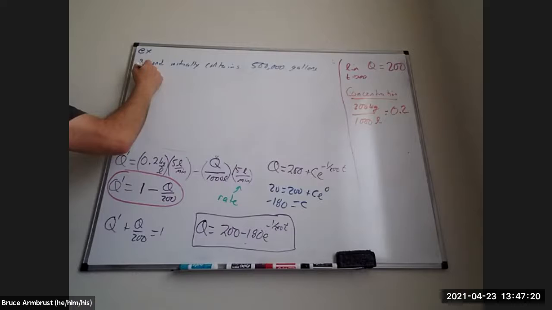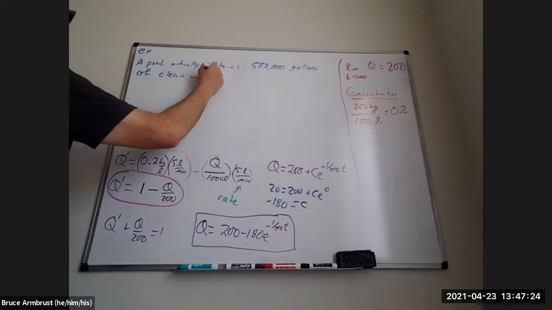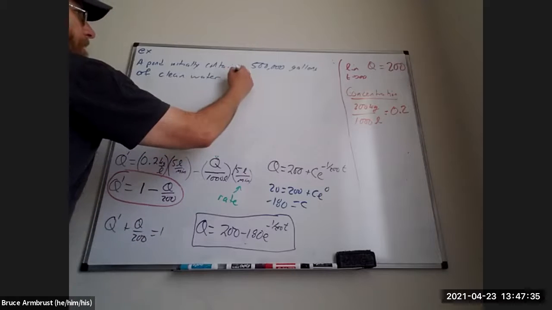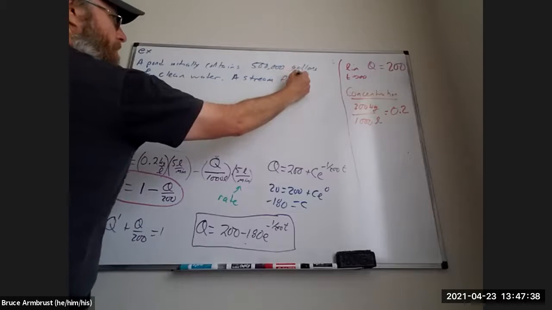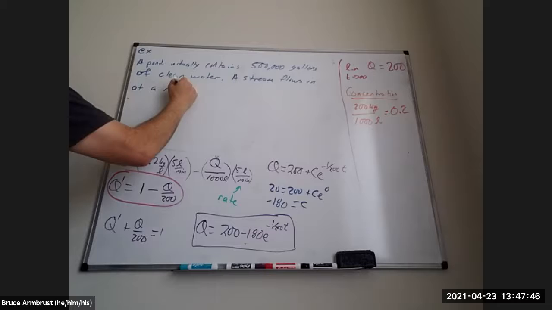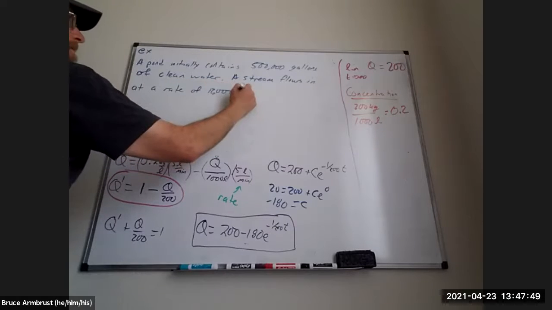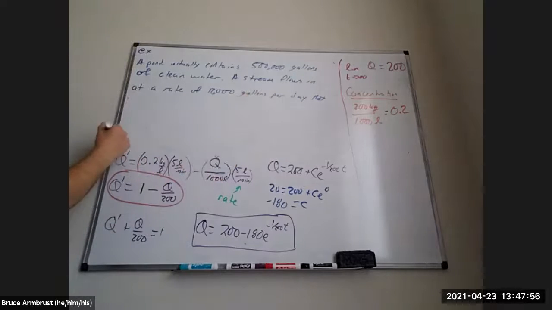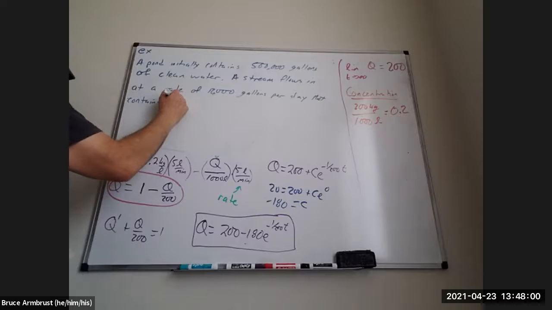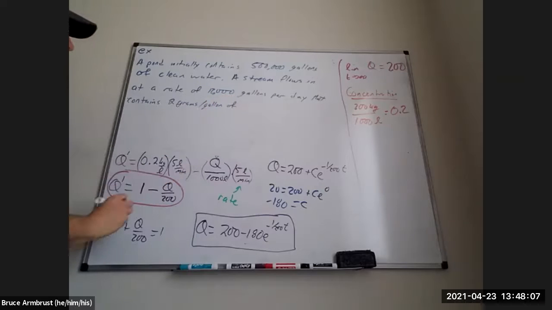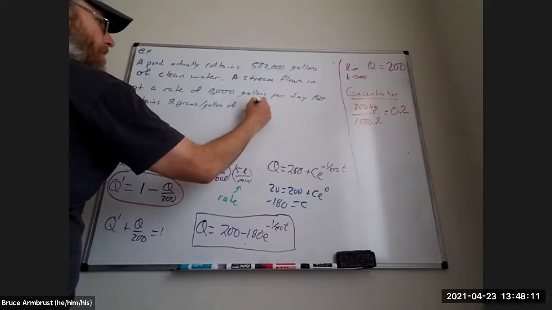And this is going to be fresh water. And so we'll say it's clean water. Okay, so there's a stream that flows in at a rate of 12,000 gallons per day that also contains 2 grams per gallon of jet fuel.